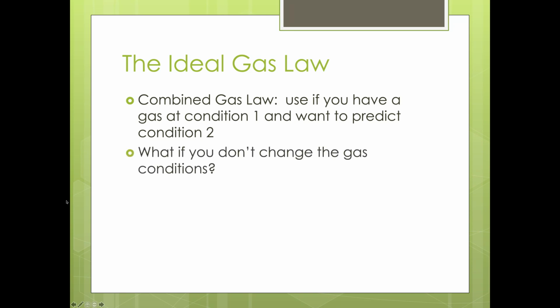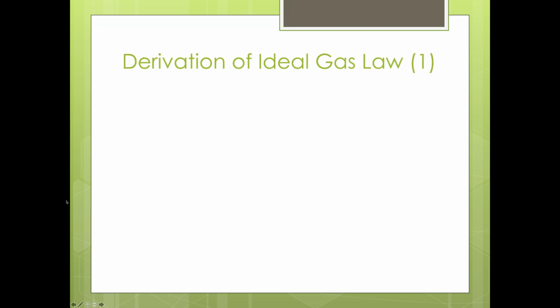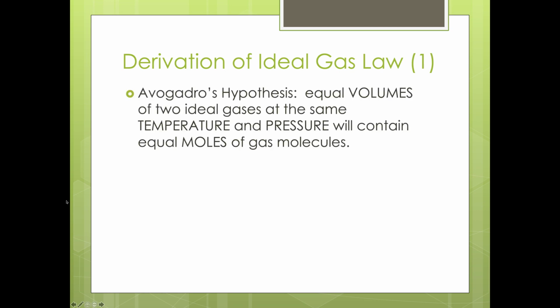So if we don't change the gas conditions, we can make use of the law I'm going to show you right now. Now, here's how we derive it. And just for warning, do not drink and derive. Okay? Thank you. Now, Avogadro's hypothesis says that equal volumes of two different gases at the same temperature and pressure will have the same number of molecules. So equal moles of molecules will have equal volume and equal temperature and equal pressure. Everything's equal. Isn't that nice? Pure equality. I wish we had that on planet Earth.